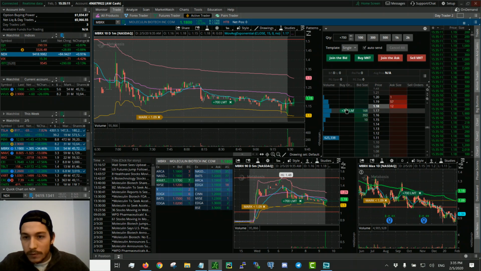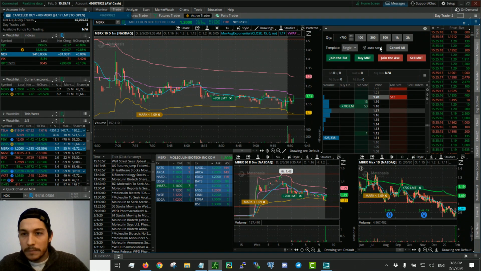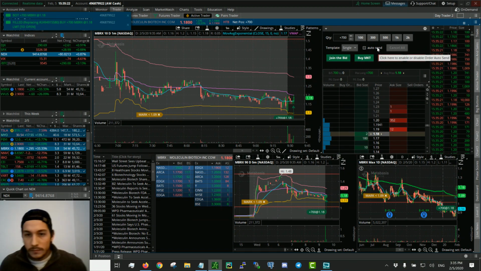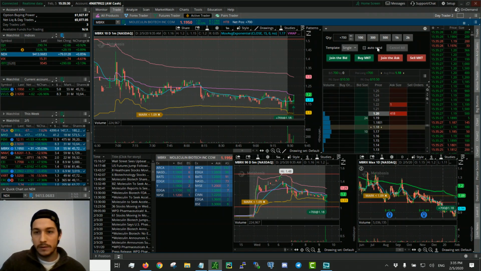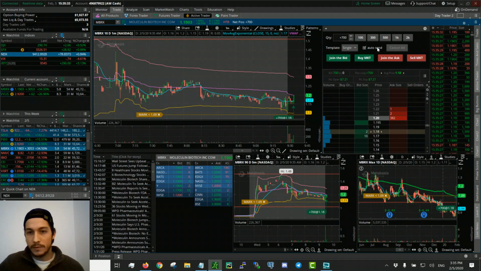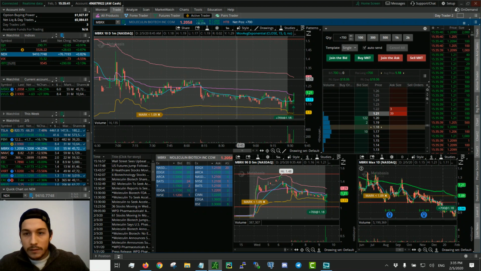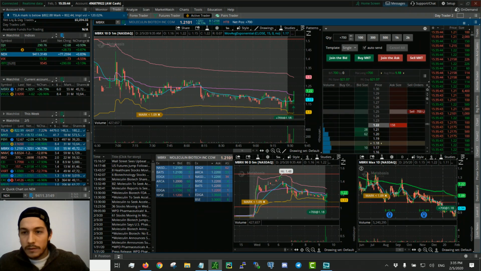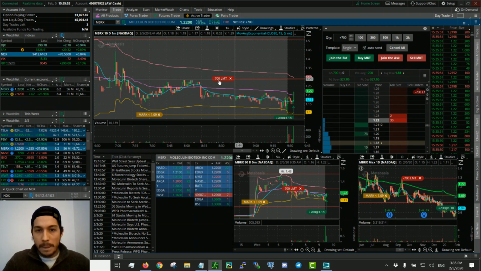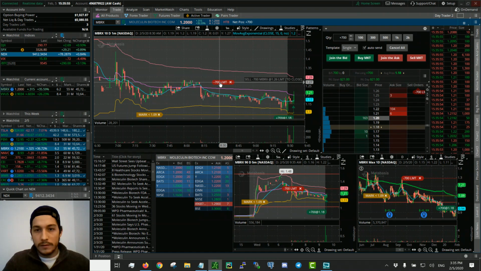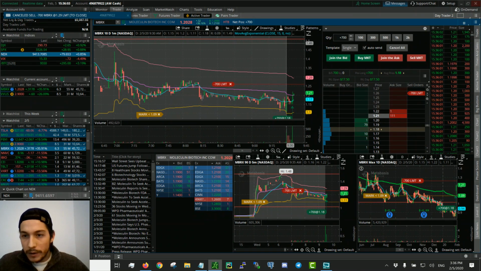Let's see if we get a little pullback at 1.18. Trying to get the breakout here. Past VWAP. So far, nice move. Breaking out, a little slower than I would be hoping for.